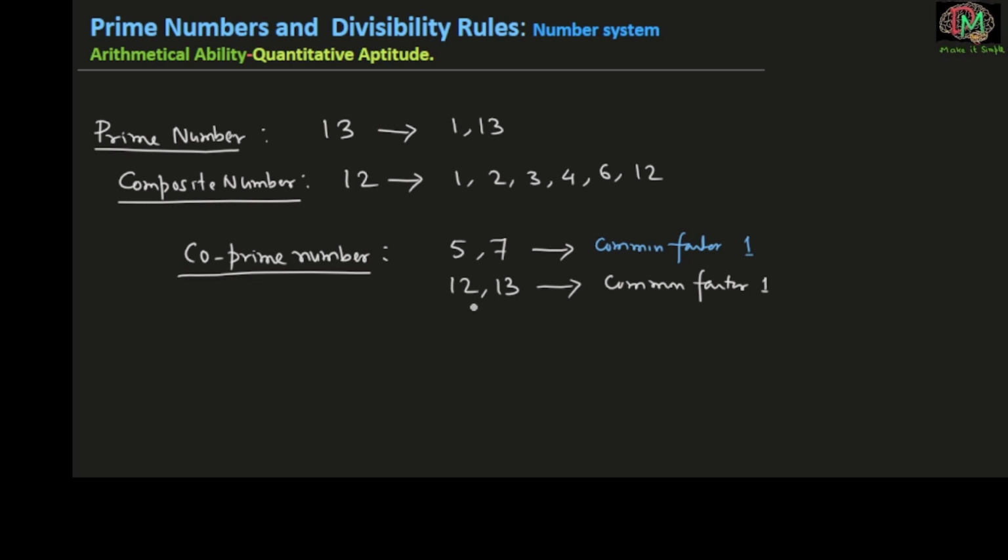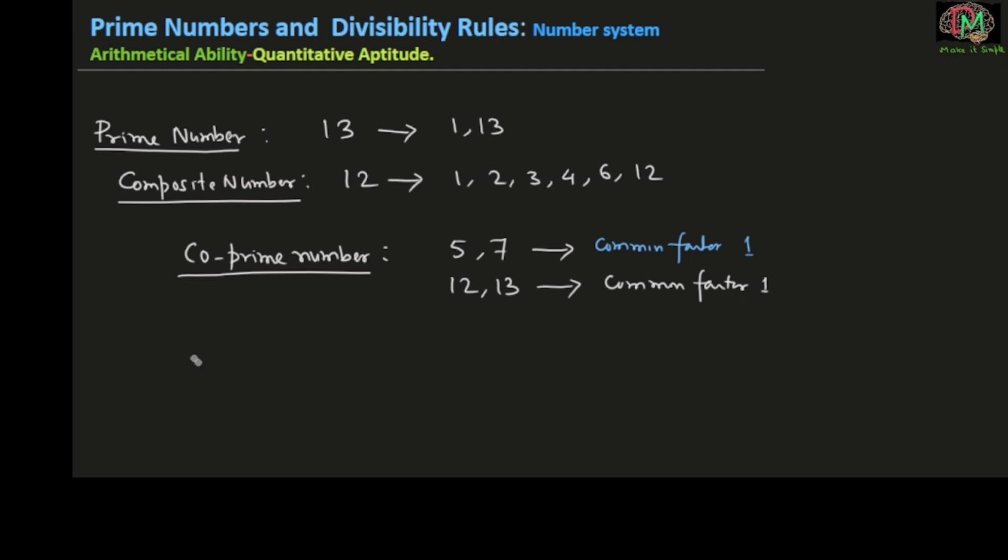Although 12 is a composite number and 13 is a prime number, so it is not necessary that co-prime is considered only for two prime numbers. It could be two prime numbers or any pairs of composite numbers or prime numbers also. Clear?